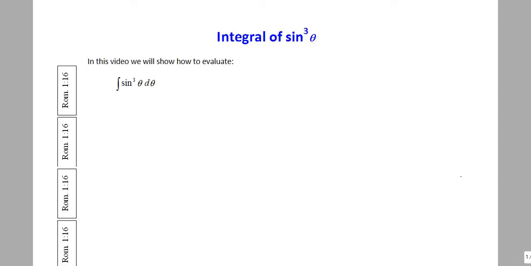Welcome to another instructional video on integrals of some common trig functions. Here we'll look at the integral of sine cubed theta d theta.